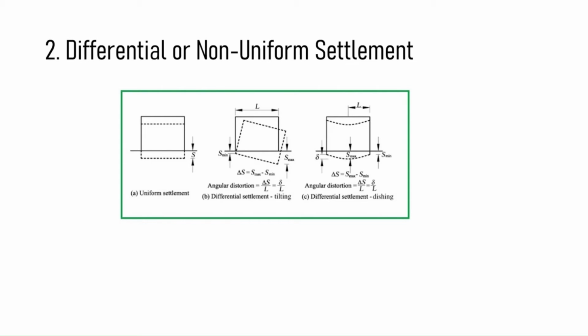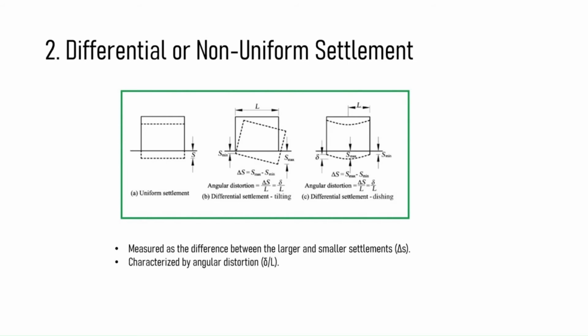As explained in the figure, differential settlement, represented as delta S between 2 points, is the largest settlement minus the smaller settlement. It is also characterized by angular distortion, which is determined as the ratio of differential settlement between the 2 points and the horizontal distance between them, that is, delta S by L.